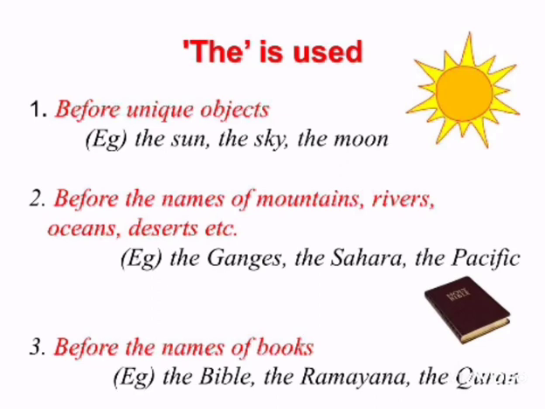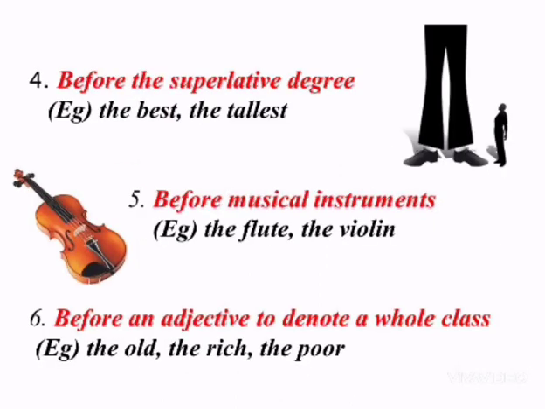After 1, 2, 3, we will learn some more usages where we can use the definite article "the". So what can be those usages? Just have a look. Number 4, before the superlative degree. Yes, adjectives have 3 degrees, like the best, the tallest. For example, positive, comparative, superlative. Good, better, best; tall, taller, tallest. These are the 3 degrees of adjectives: positive, good; comparative, better; and superlative, best.